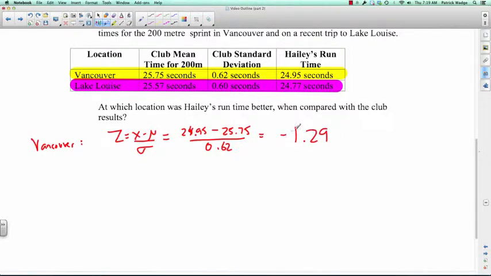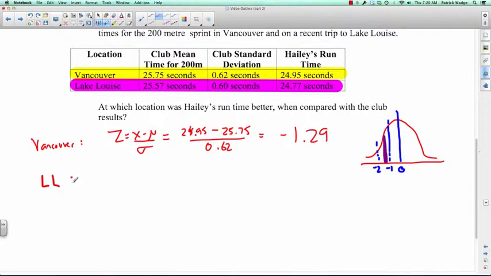Now, what does the negative mean? That means in your standard normal distribution curve, if the mean is right here, and the mean is how much? 0, always 0. Then negative is in this direction. Here would be negative 1. Here would be negative 2. So Haley's score for the Vancouver race is somewhere at negative 1.29. It's somewhere right there. So is this faster than most people or slower? It's faster, right? It's less than the mean. So pretty good score.